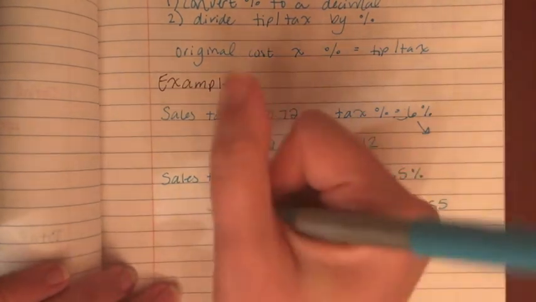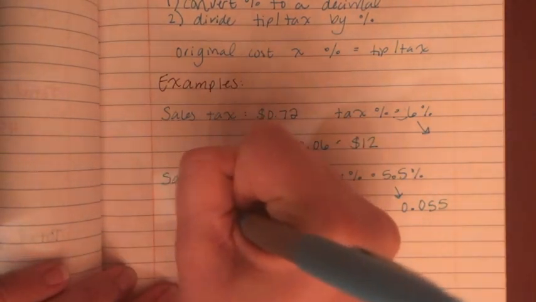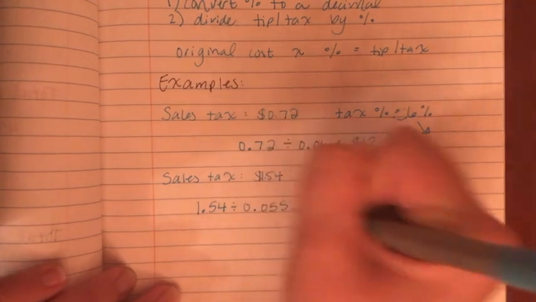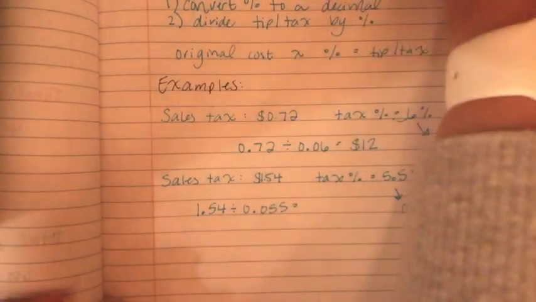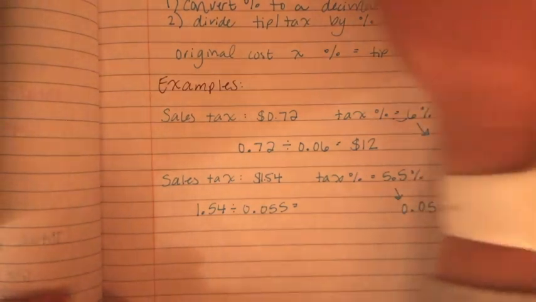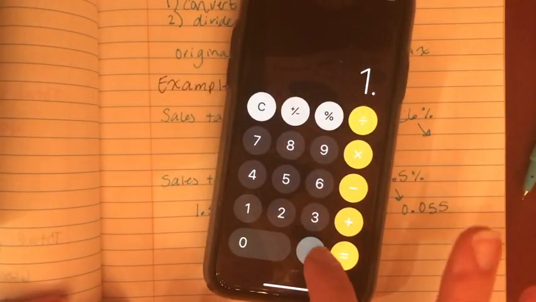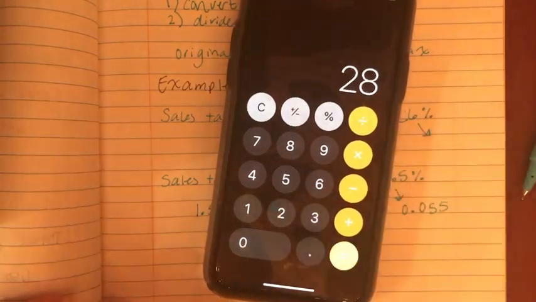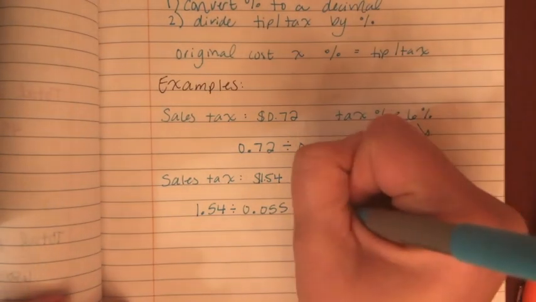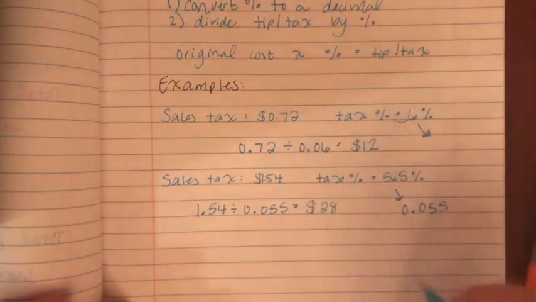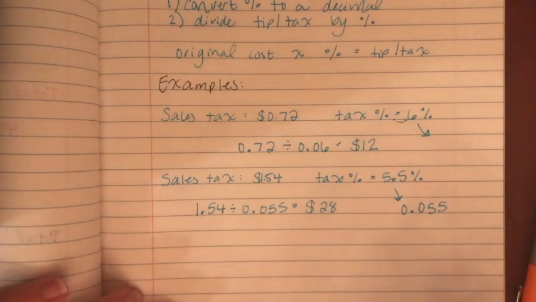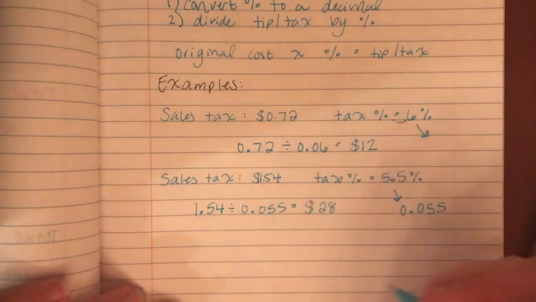So now I divide, so I get 1.54 divided by 0.055, and I can use a calculator. And I get $28. So my original cost before they added sales tax is $28. Okay, let's do two tip examples and then we will be done.